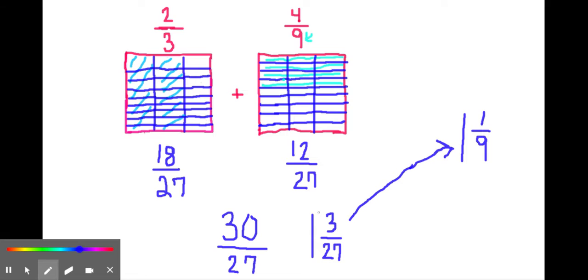This gives us 18 out of 27 plus 12 out of 27. If we add those, we get 30 out of 27, or 30/27. If we turn that into a mixed number, we get 1 and 3/27. And when we simplify that, we get 1 and 1/9.